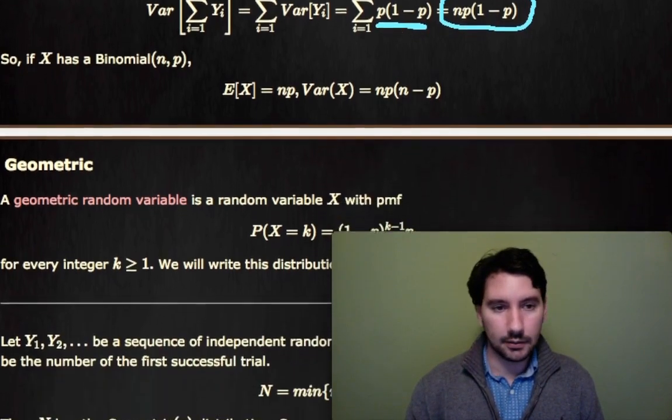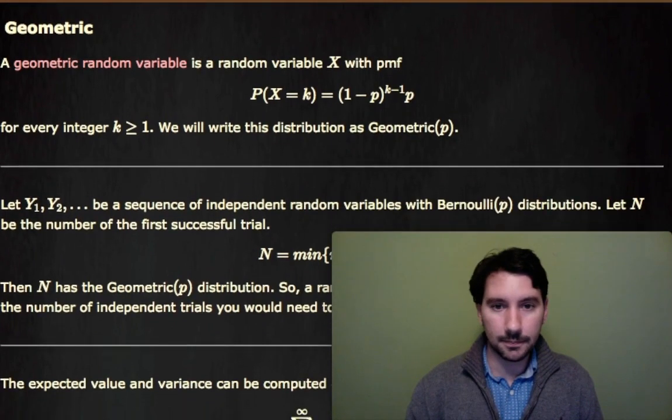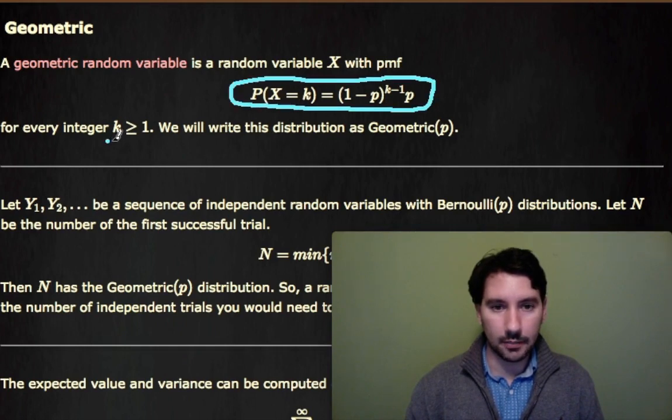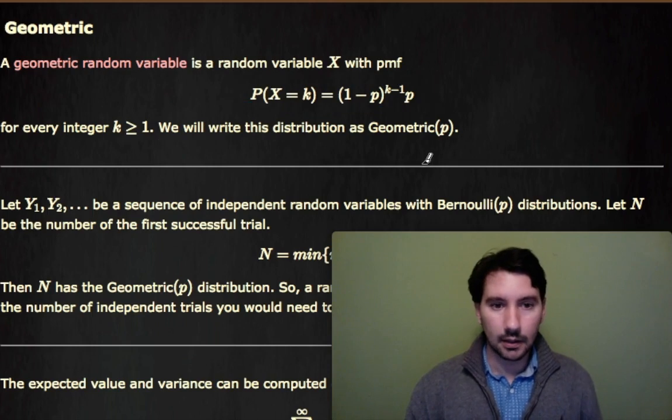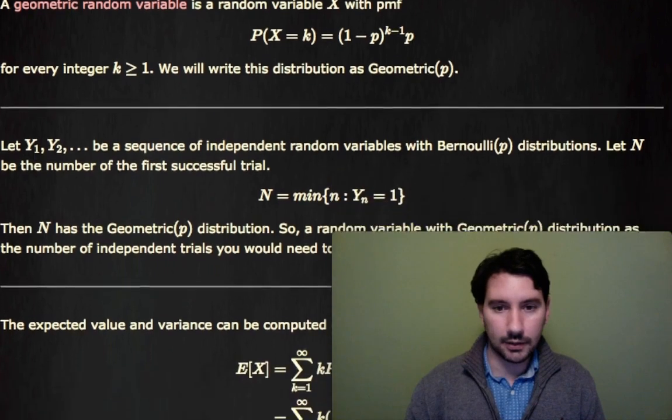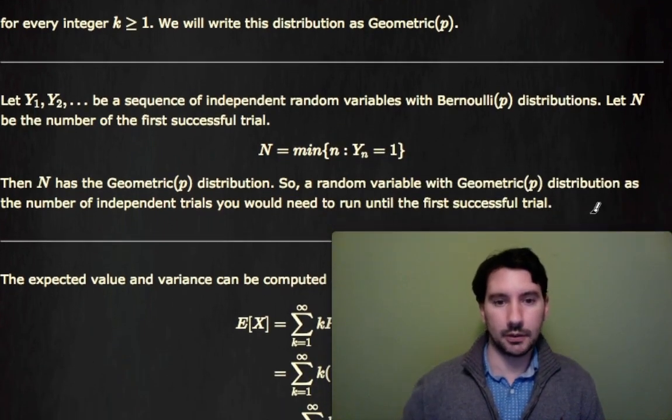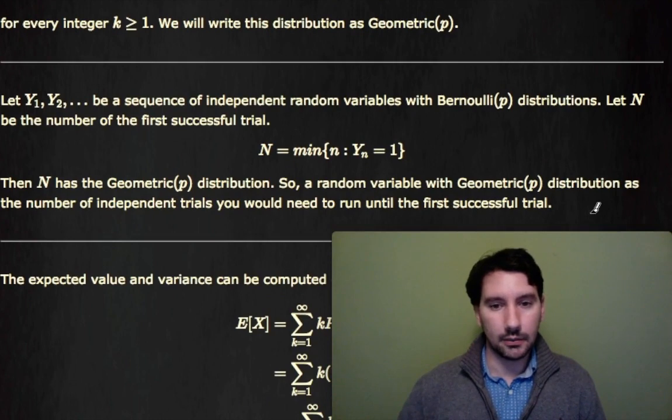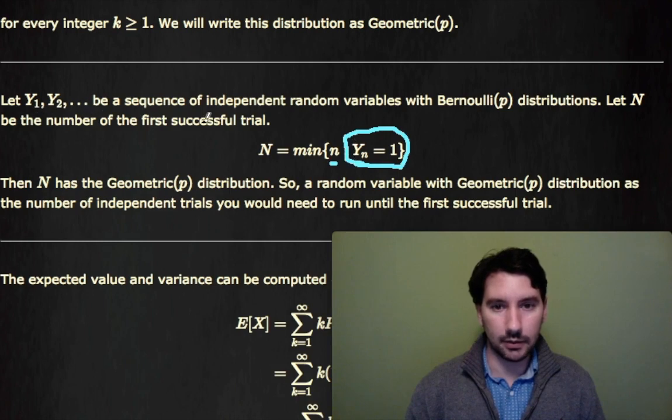The last distribution we're going to talk about is the geometric distribution. A random variable X has the geometric distribution if the probability X equals k is (1 minus p) to the k minus 1 times p for k bigger than or equal to 1. So how is this related to the Bernoulli random variable? Well, if we run a sequence of experiments and look for the first successful experiment, then we're looking for the minimum number n such that Yn equals 1 in a sequence Y1, Y2, Y3 of independent random variables. And that's equal to the geometric distribution.